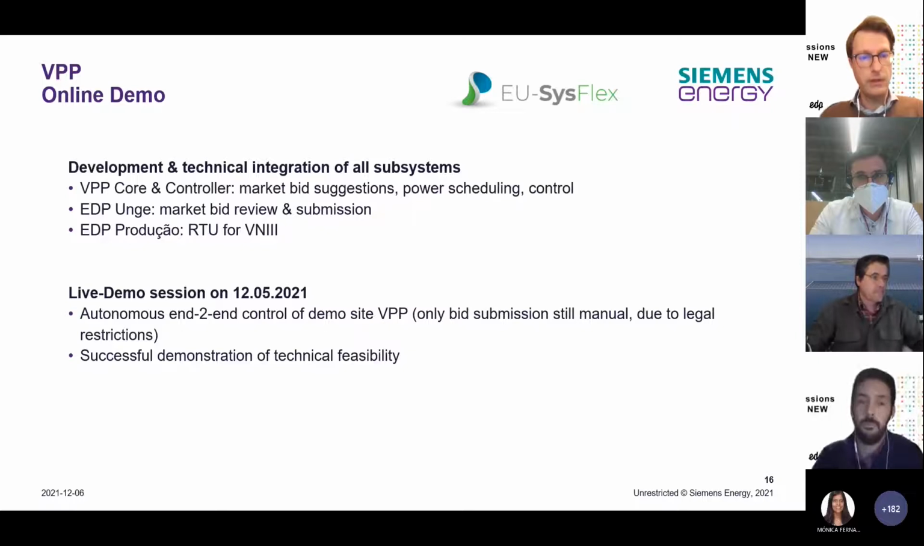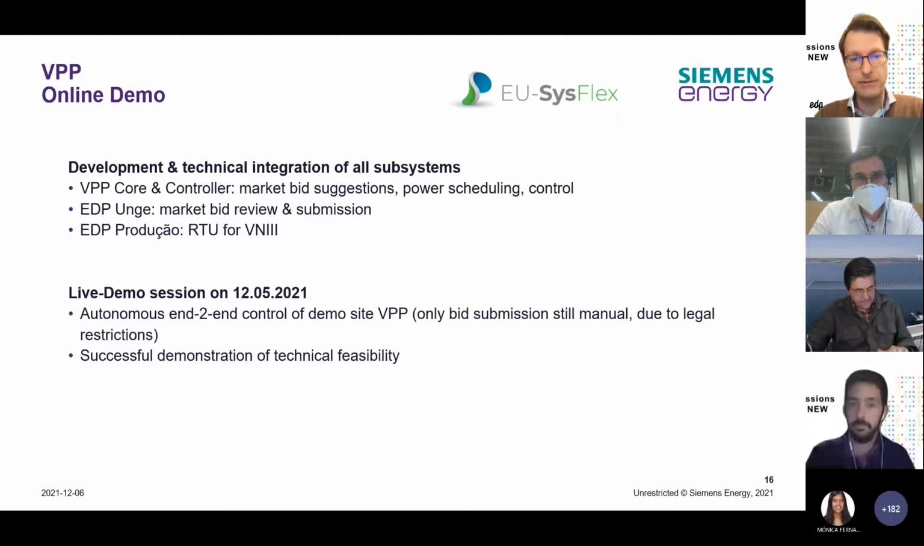as well as on the EDP Portugal automation level, really integrating and permissioning a link to be able to send set points with the Fieldbus protocol. And all this effort finally paid off on this particular day in May, when we had the ability to go live with this entire setup for a window of, I believe, 2 hours, where we actually had an autonomous end-to-end control of the demo site, or demo VPP, consisting of the wind number 3 plant and the wind farms.